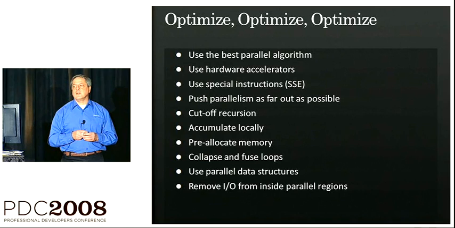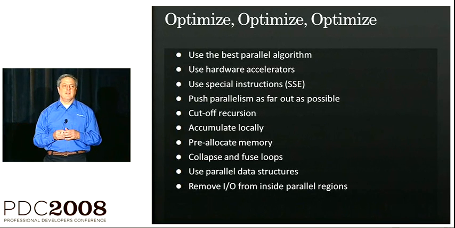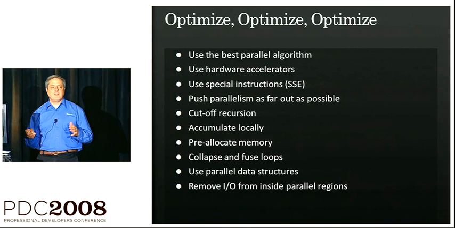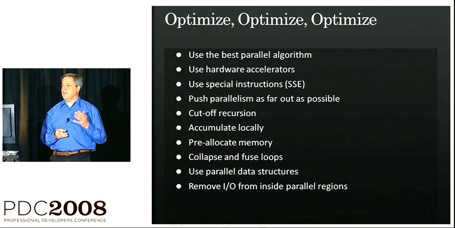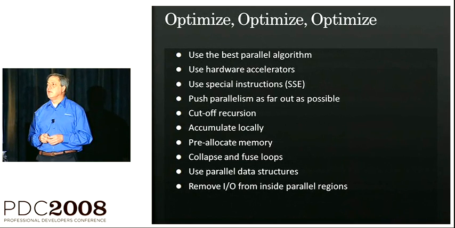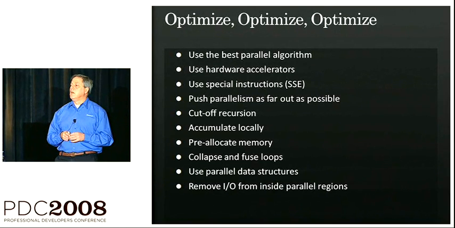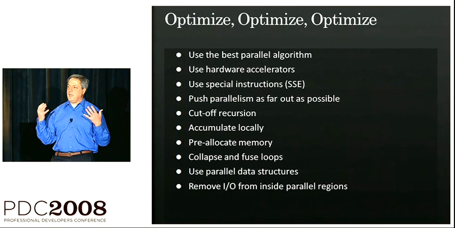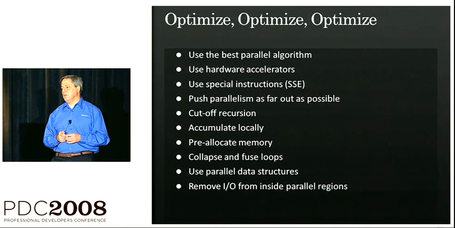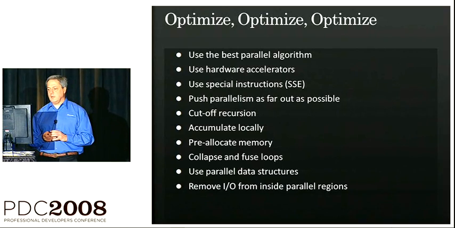Use parallel data structures. We're very accustomed to using things like queues, stacks, and linked lists, but those are not parallel data structures. They have single entry and single exit points. We can minimize those and optimize them for you. We can do whatever we want, but in the end, those data structures have a single entry and a single exit point, semantically, and at some point they're going to end up killing your performance. And finally, remove I/O from inside of parallel regions.